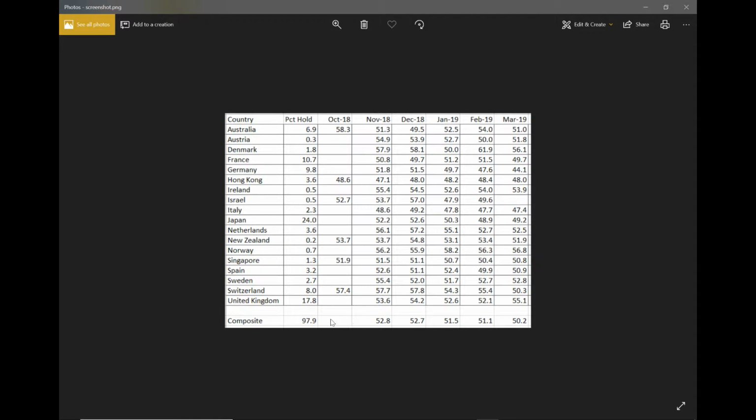The composite is what really concerns us the most. As you see here, 98% of the strength of the iFund is represented by all these countries you see in this list. There are a few others that are also in there that do not have manufacturing PMI data. China is not one of the countries that is in this fund, though.